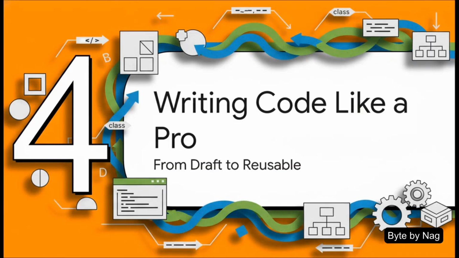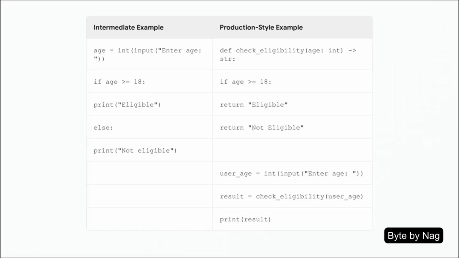Okay, so you get the building blocks now. But there's a big difference between code that just works and code that's actually good. So let's take a quick look at how you can start thinking like a pro. Now look at these two chunks of code. They do the exact same thing. The one on the left totally works, nothing wrong with it, but the production-style code on the right, that's how a professional would write it.